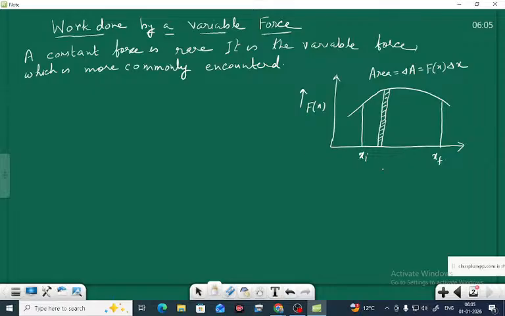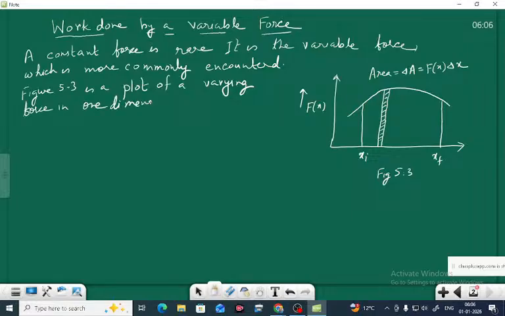In figure 5.3, figure 5.3 is a plot of a varying force in one dimension. Then find what is the value of work done by a variable force.